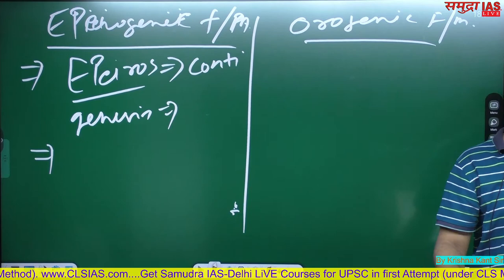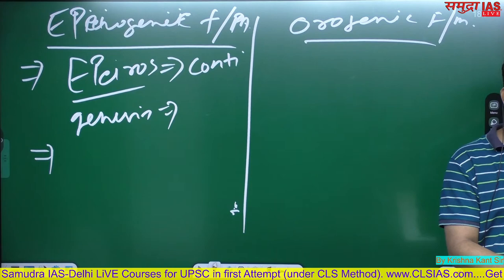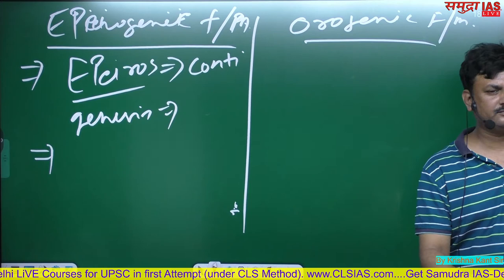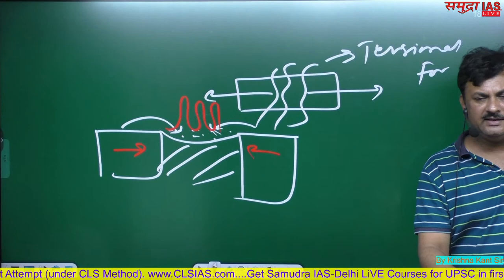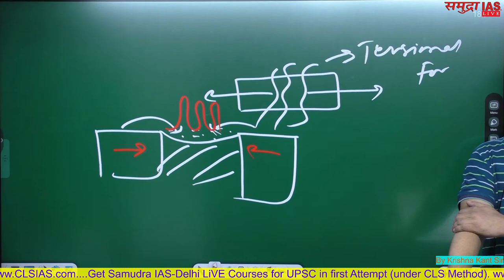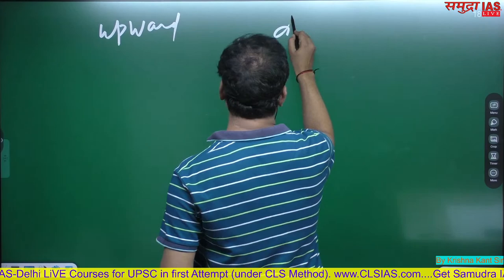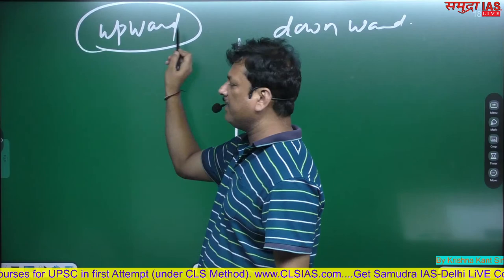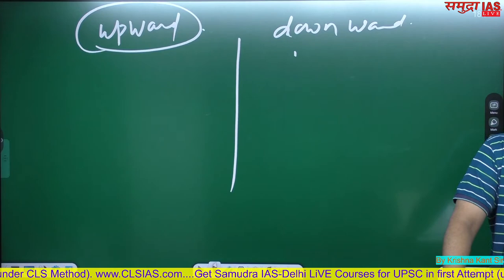Okay, next point. Since epeirogenetic movement is associated with upward and downward movement, hence it is responsible for vertical movement. Now here is upward and here is downward. Upward movement and downward movement.